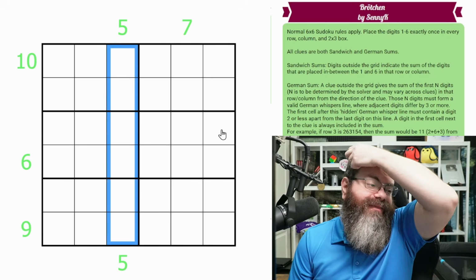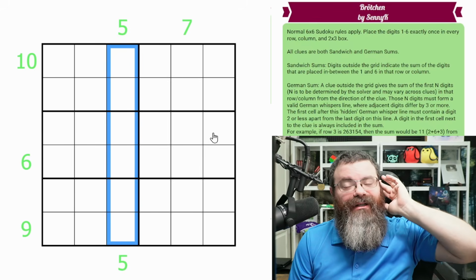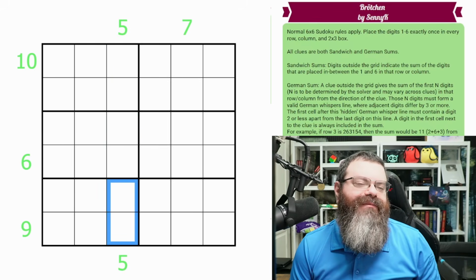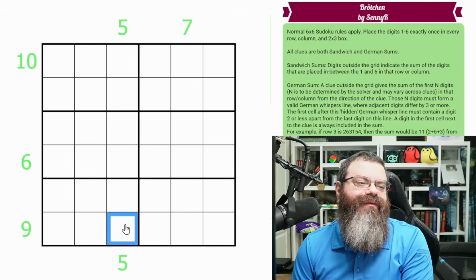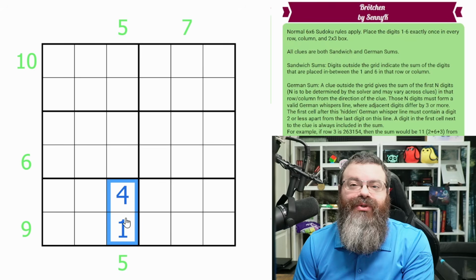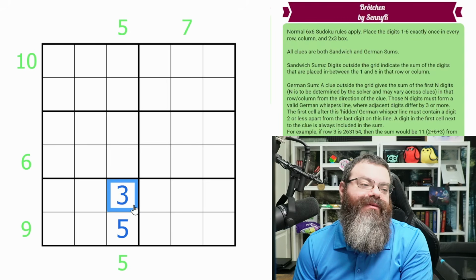I'm interested in the fact that it's 5 on both ends here. So obviously the sandwich clue is 5, but also we need a German sum clue that's 5 on both ends. So what are the ways we can do 5? Well, if I use a 1, I could go to 4, and that would sum to 5. We can only sum to 5 in 1 or 2 digits, I should say. We could do a 5 on its own, and then we just need a digit like a 6 or a 4 or 3.